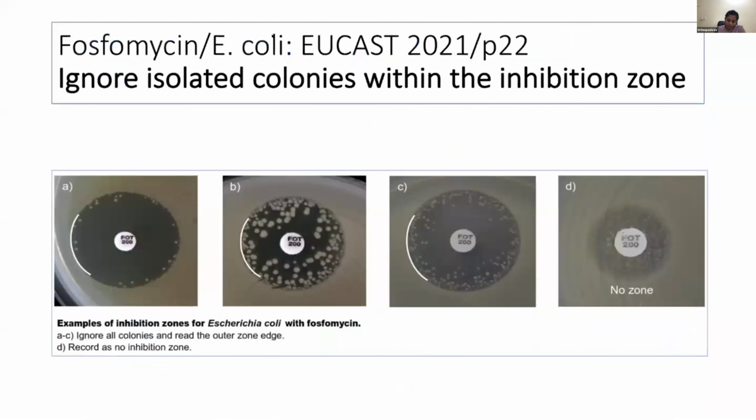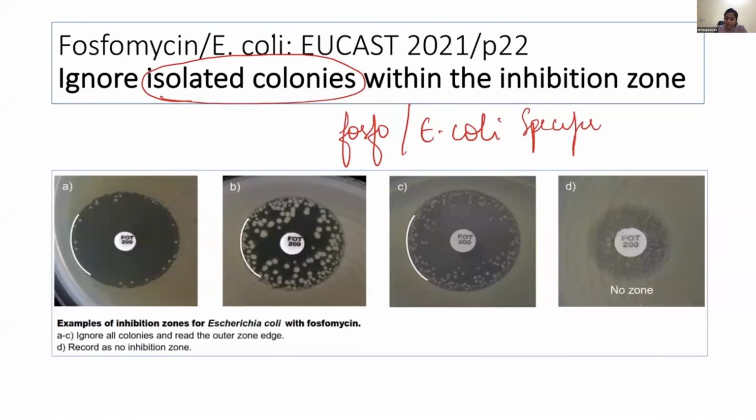Another important scenario is Fosfomycin and E. coli. In this combination, mostly you see isolated colonies within the inhibition zone. This is a very commonly seen situation. They have done a lot of study, and EUCAST has published a paper also on this. It is told that first do a gram stain, confirm it is the same organism. If it is the same organism, you can ignore isolated colonies. Again, this is specific for this drug bug combination.